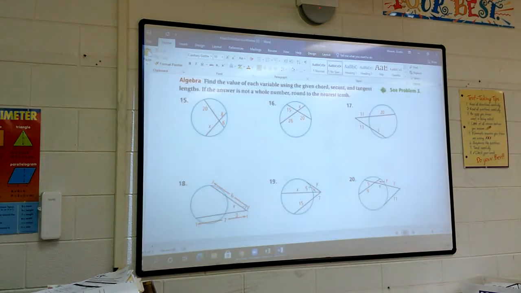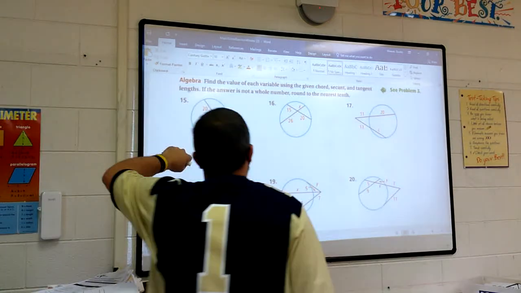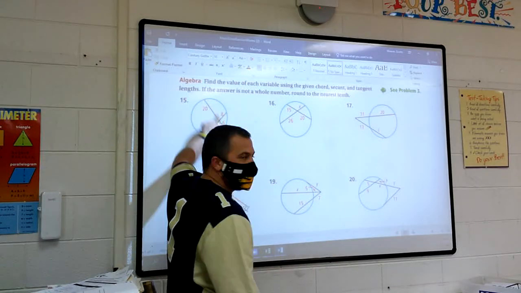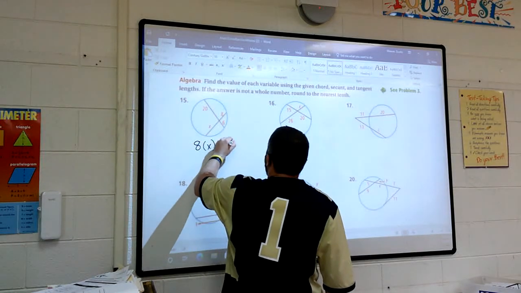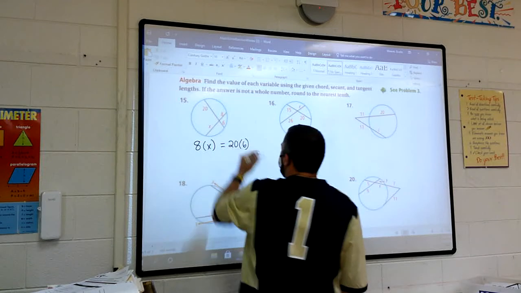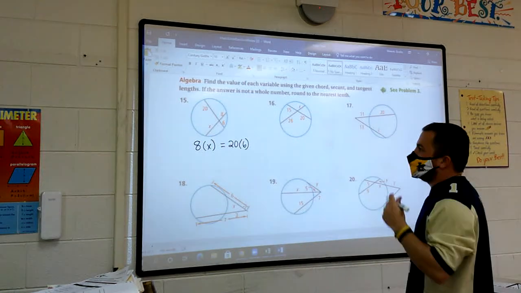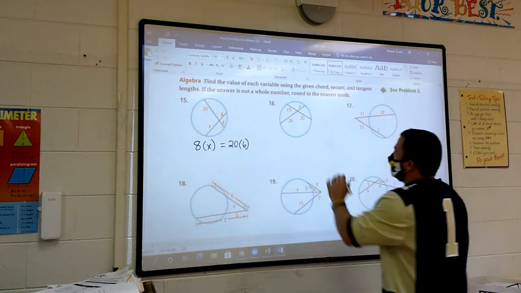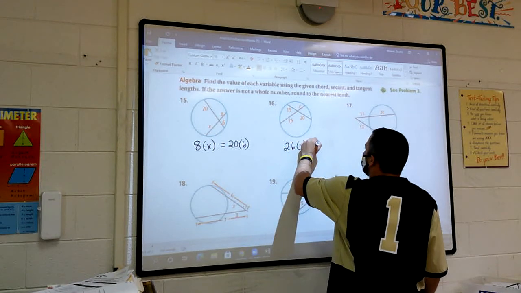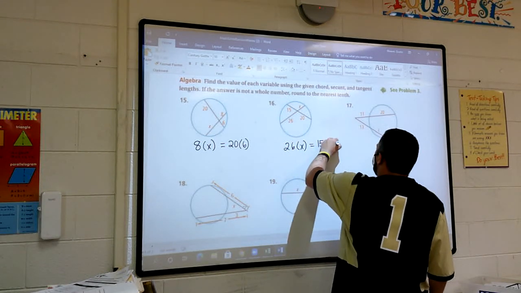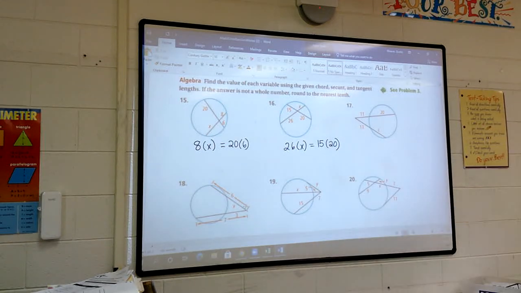I'm going to set up these last 6 and then ask you to kind of solve them. 15 and 16 look like the one where obviously what we're going to do is multiply the two lines. So 8 times x equals 20 times 6. And you're going to solve for x. So that's how I set up the first one. Number 16, 26 times x equals 15 times 20. And I've set up the second one. So I really like those because you can just multiply them together, solve for x.